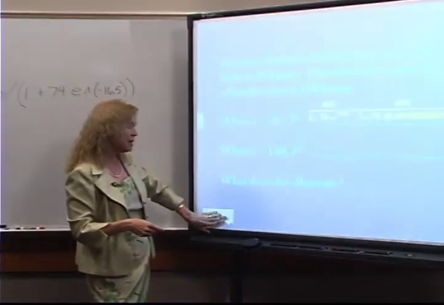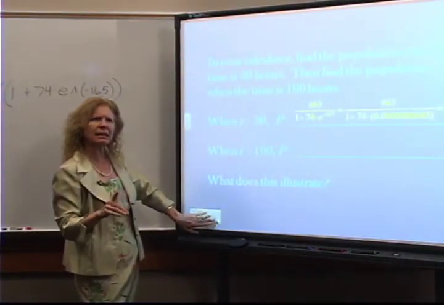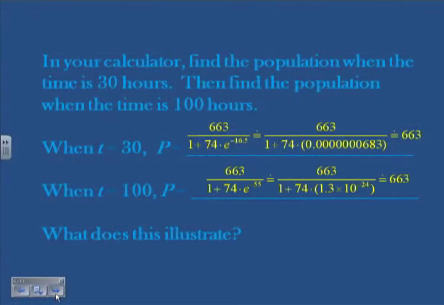And then, what if we go out to 100? And I think his units were hours? 100 hours? Well, look at what my calculator tells me is E raised to the negative 55 power. It's 1.3 times 10 to the negative 24. You realize that's darn close to 0. And so that denominator is essentially extremely close to 1. So what does this illustrate?